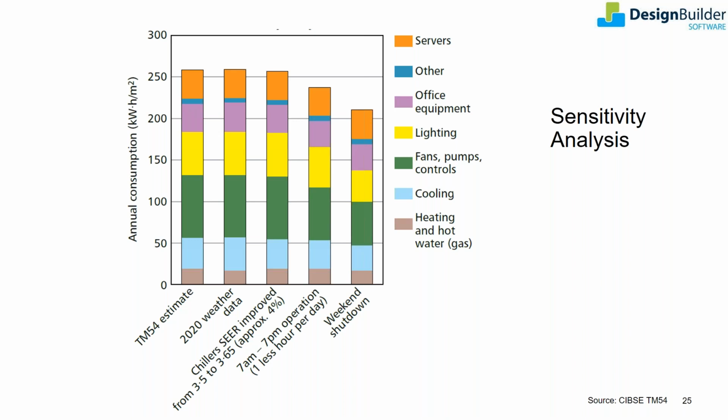This is a simple sensitivity analysis graph from TM54, which shows the effect of changing certain model parameters, such as weather data and operational hours, on the building performance. The magnitude of change can tell that in this graph, the sensitivity of energy use to operation hours is quite high. Sensitivity analysis can help to find the factors that will need more control and checking during the operation stage to ensure that design estimates translate to actual performance.